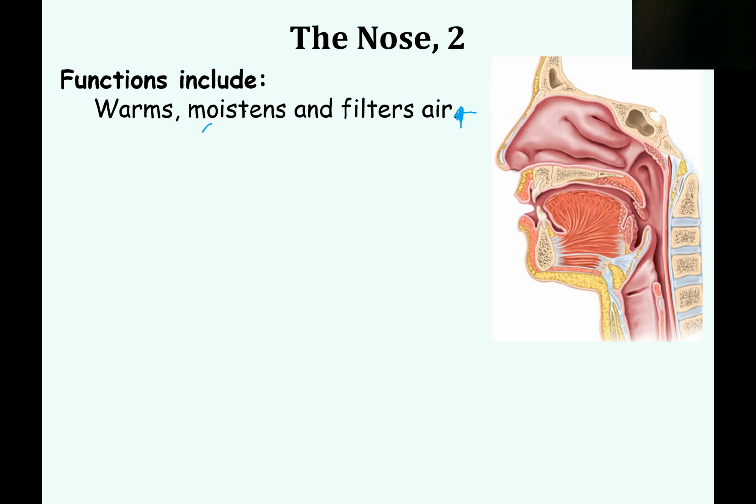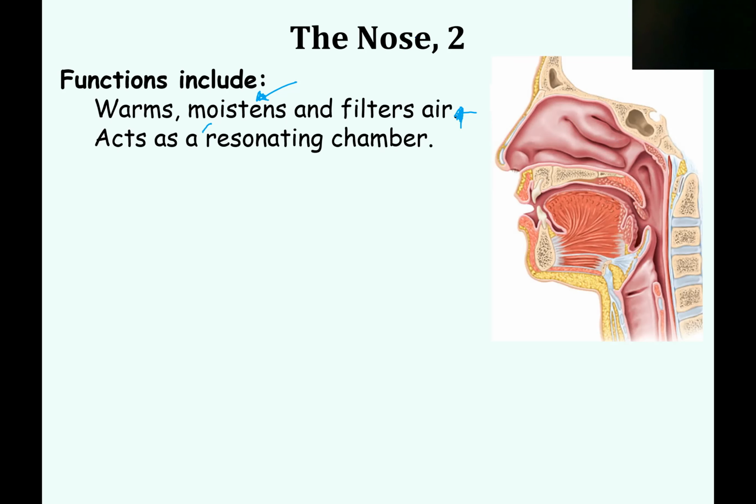Moisten. Incoming air is dry. We don't want to dehydrate the body. Filtering. We want to trap particles so that they don't get deep into the respiratory tract. So the nose and several components of the respiratory system are involved in warming, moistening, and filtering the air. So mucous membranes, conchae, nasal septum, nasal cavity, palates, all involved in that.